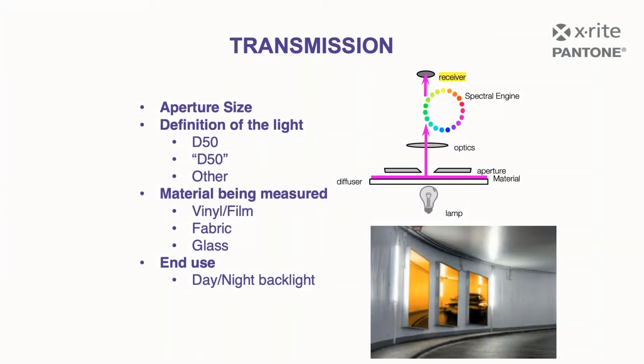So there's also transmission. When we look at transmission, we have to look at some of the same things, right? What's the aperture size? What kind of material are we measuring? What's our end use? Because that end use is really a production question. But then the definition of the light. Is it D50 or is it something else?